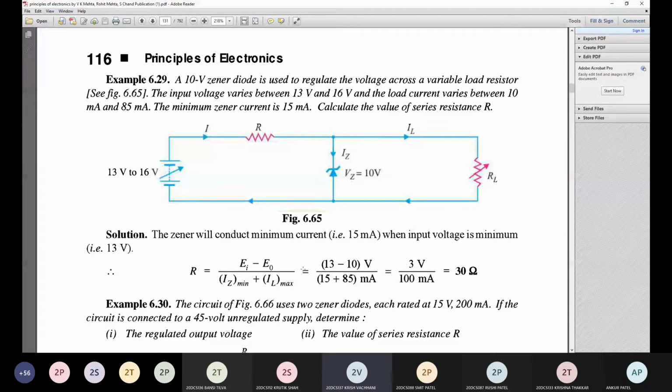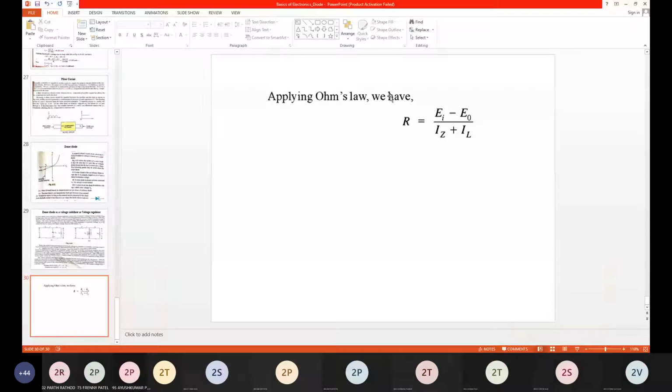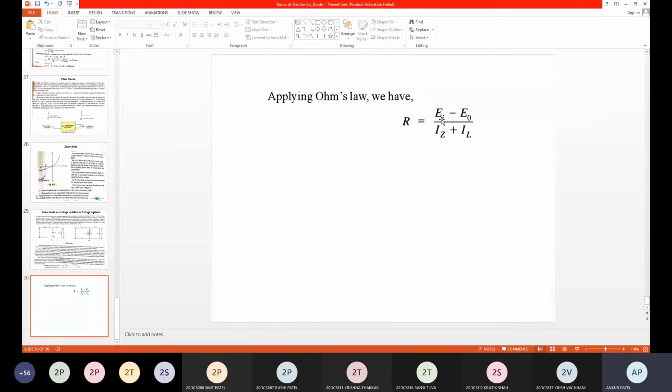So can you explain how to solve this? Just need to apply this equation only, R, that we have seen. Okay, wait, I already showed you this. This equation is according to Ohm's law, R equal to V by I. So this V is EI minus E0 and I is IZ plus IL according to KCL.